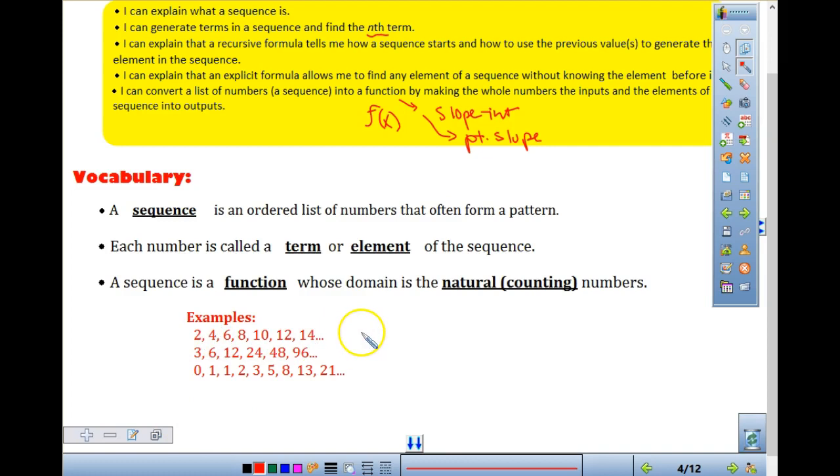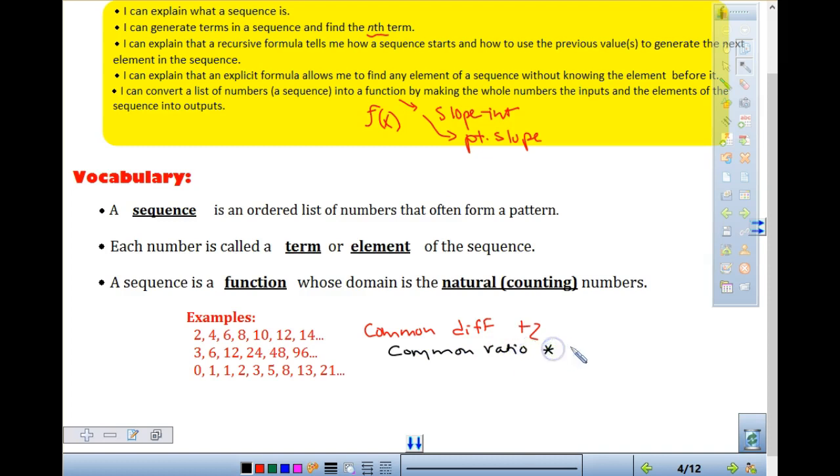What's happening in the first one each time? What's our common difference? Adding 2. Common difference is that we are adding 2, right? If I'm looking at that next one, what does it look like we are doing? This one doesn't have a common difference. This one has a common ratio. This one has a common ratio in that you're multiplying by 2, right?